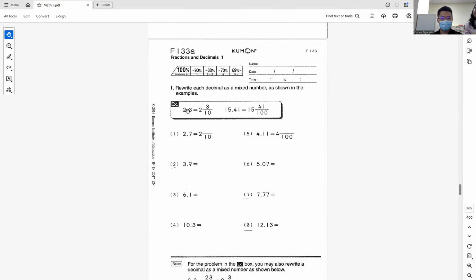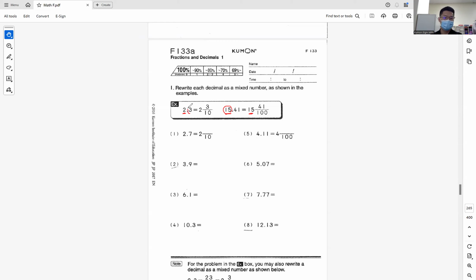Now, at this page over here, we have the whole number as well. Did you realize that before, this digit over here is always 0, right? And this one is always 0 as well. So in this case, all you need to do is keep the whole number as it is, and then you have 41 over 100.